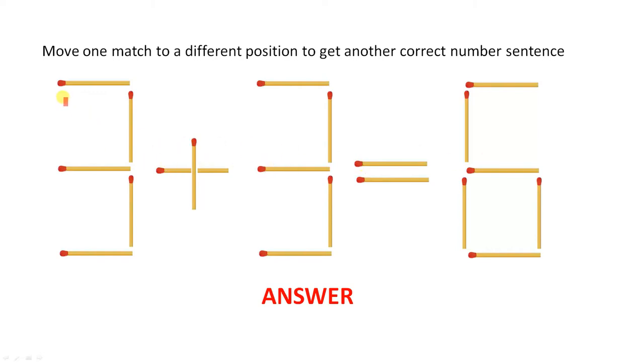In other words, we have taken this match here. Remember that match there? That gave us the 9. We took that away and we have placed it there. So the 9 has changed to a 3. The minus sign has changed to a plus sign. And the new number sentence is 3 plus 3 equals 6.